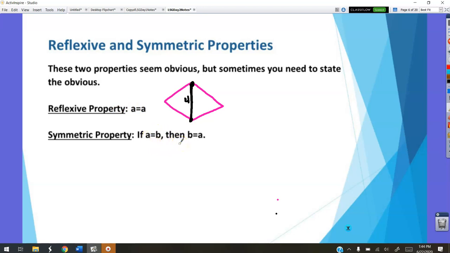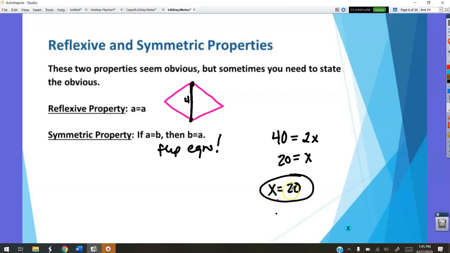Symmetric is something you use all the time. This is if A equals B, then B equals A. So basically you can flip the equation, right? You use this because you'll have something like 40 equals 2x, and you'll say x equals 20, or sometimes you'll flip it in your brain and say 20 equals x, or I'm sorry, x equals 20.